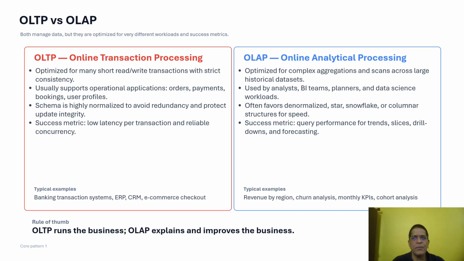A transaction is that debit and credit is a transaction. So buying one product online is a transaction. But analyzing the number of transactions being done is OLAP.